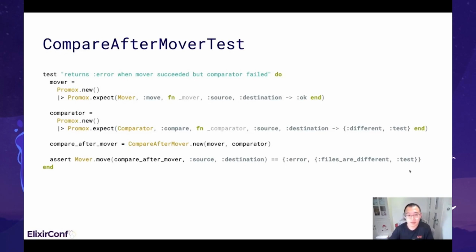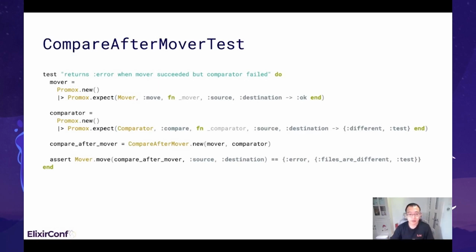Here it's for test. So by building mocks like this, we can test our combinators like CompareAfterMover very easily, because we don't need to set up a complex scenario to make our comparator fail or to make our mover pass or to make our mover fail and so on. We can just simply say that in this test, the mover is always going to succeed and the comparator is always going to fail. And then we can assert against the behavior of our CompareAfterMover.